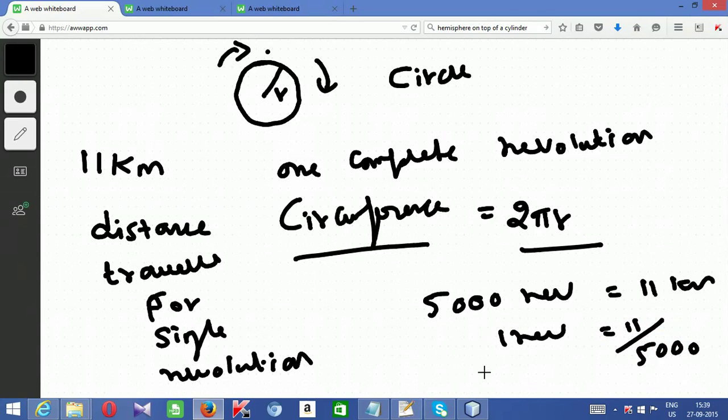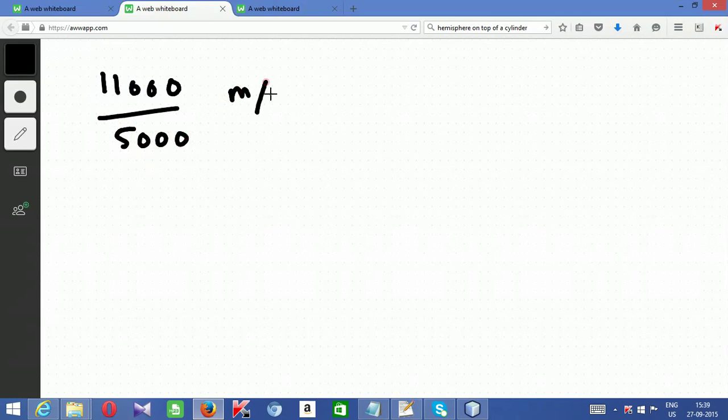Fine. So what you need to do in solving this type of aptitude sums, don't cancel it out initially. And one more thing, 11 by 5000 gives you very many decimals. So convert this kilometer to meter. That will make it 11,000 divided by 5000 meter per revolution. Okay, this is for one revolution. So for one revolution the distance covered is the circumference.